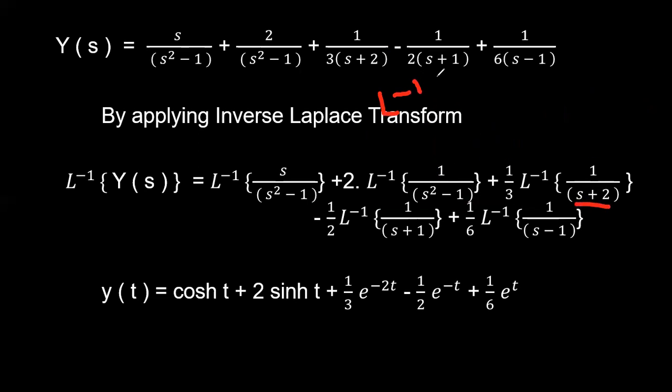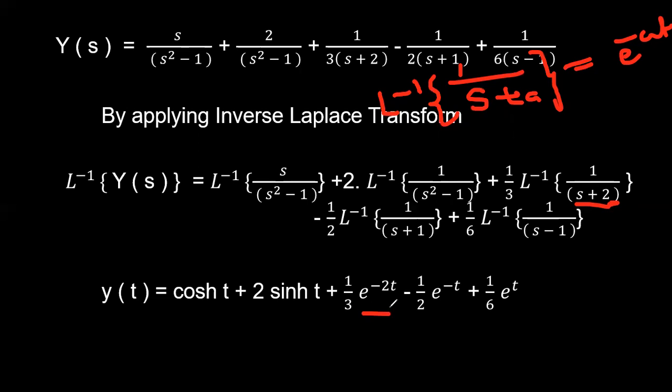this can be simplified as Laplace inverse of 1 by s plus a. The formula for this is nothing but e power minus at. What is the a value here? 2. So e power minus 2t, that is 1 by 3 into e power minus 2t. Next is minus 1 by 2 into e power minus t; in place of a, we have 1. Next, the Laplace inverse of 1 by s minus a can be represented as e power t. So 1 by 6 into e power 1 into t.